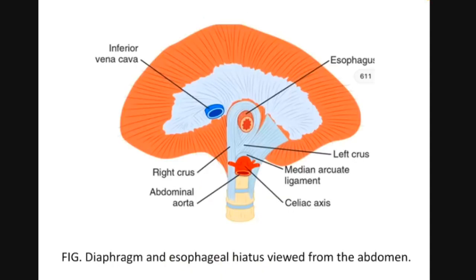As you remember, this is the diaphragm. We have three holes in the diaphragm. The inferior vena cava is at the level of T8, the esophagus is at T10, and the aorta is at T12.